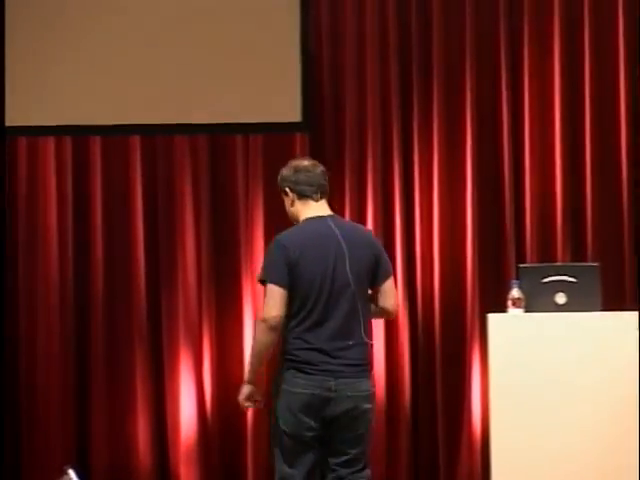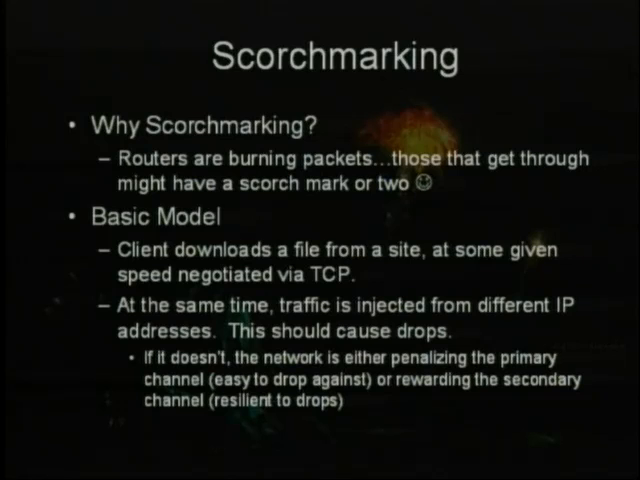Now you know. Oh, wait, if I send packets from here, it causes drops. If I send packets from there, no drops. The packets must be getting dropped for some other reason. So you can actually use this to very effectively find hosts that are doing filtering, not just on what, but on who. So I'm calling it scorch marking. Why do I call it scorch marking? Well, routers are burning packets, so I figure maybe a couple that are getting through have some scorch marks.